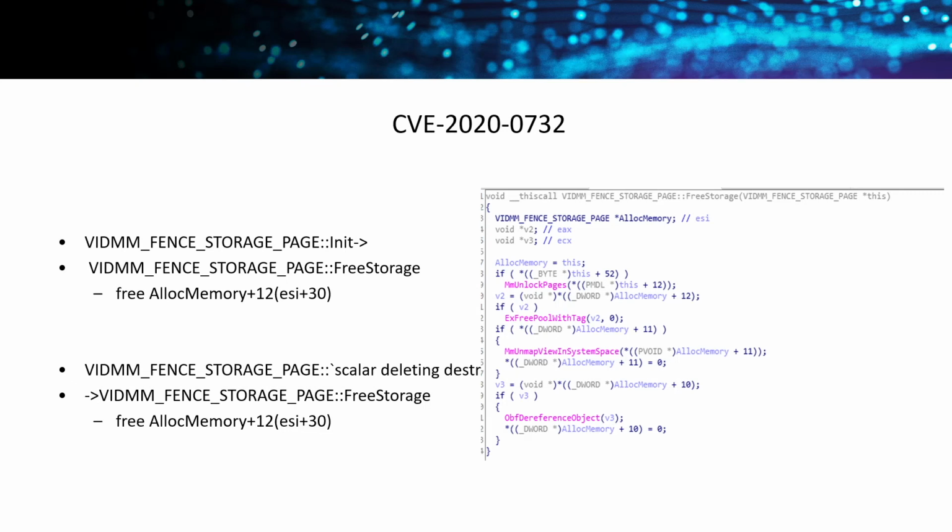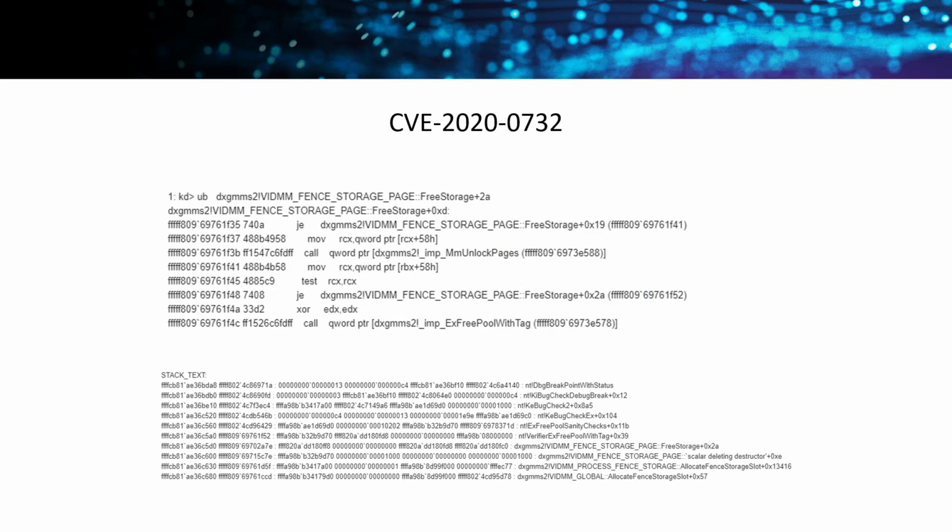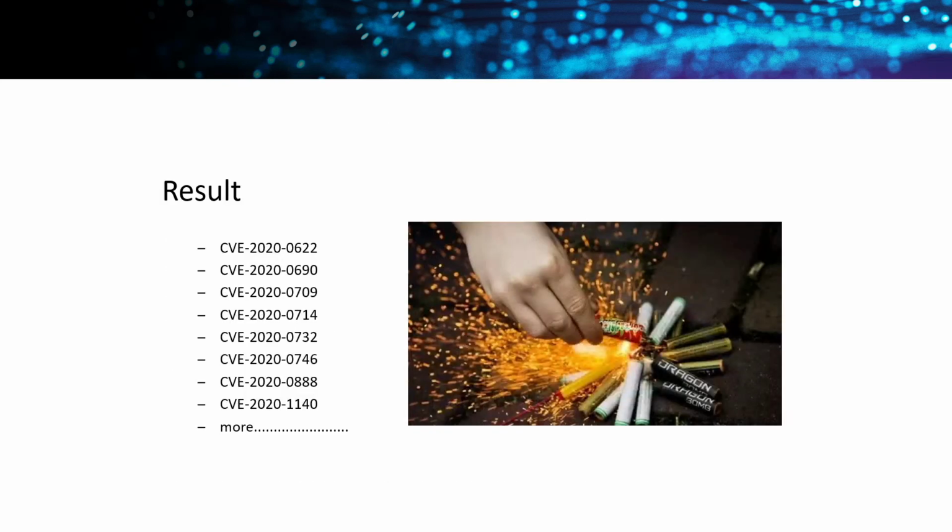Okay, we can see in the red picture that the FreeStorage function in VidMmStoragePage is not cleared to zero after releasing the memory, and we know two paths. So after the constructor is called, we can call the destructor. We will trigger both and cause the above double free. Okay. The next, this is the dump. We can clearly see the locate, and the next, the results.